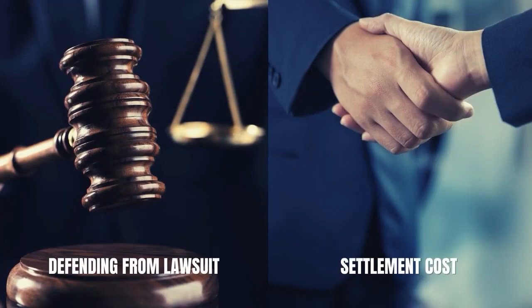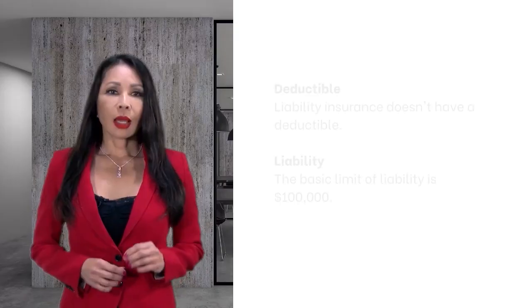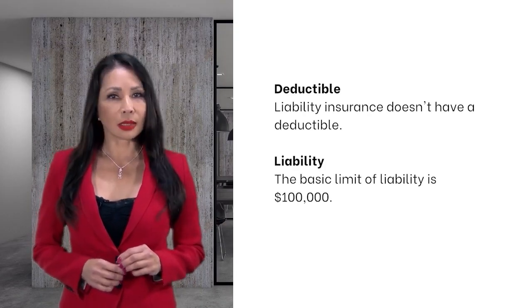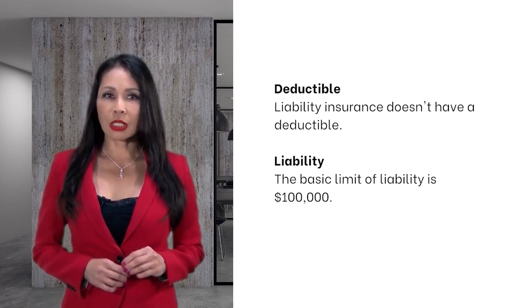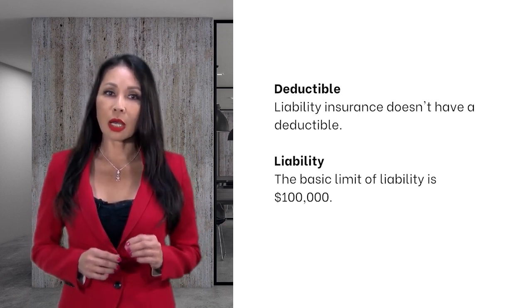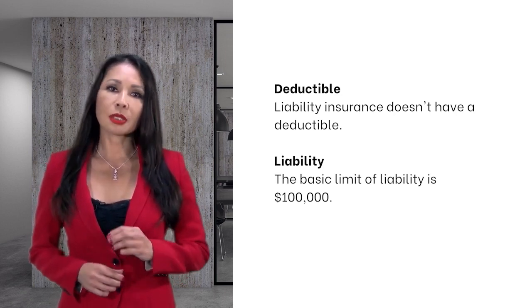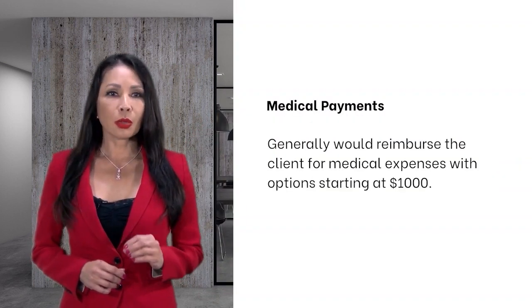The personal liability portion of a homeowner's policy covers a client against lawsuits for injury or property damage that they, their family members, or their pets cause to other people or property. This coverage pays both for the cost of defending the client and for any settlement cost. Liability insurance doesn't have a deductible, and most standard homeowner policies provide a basic limit of liability of $100,000 for property damages or injuries.